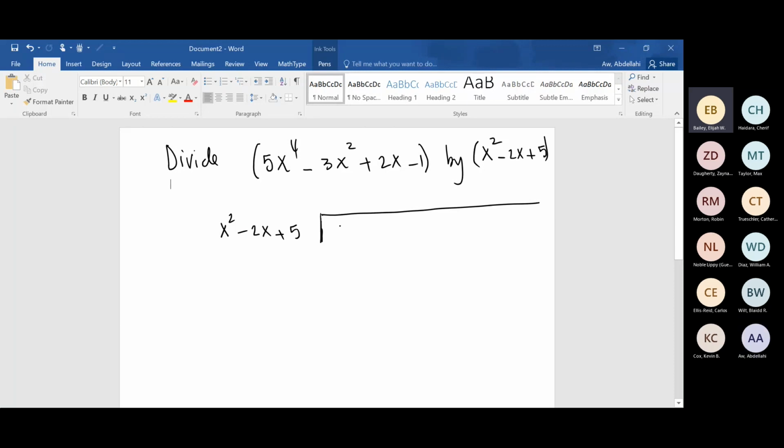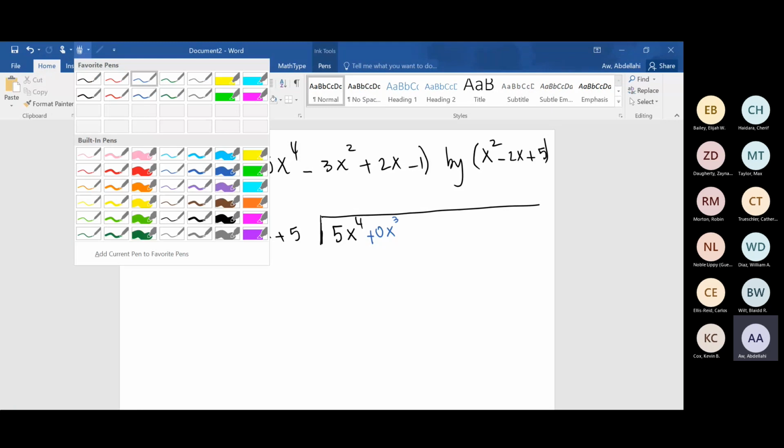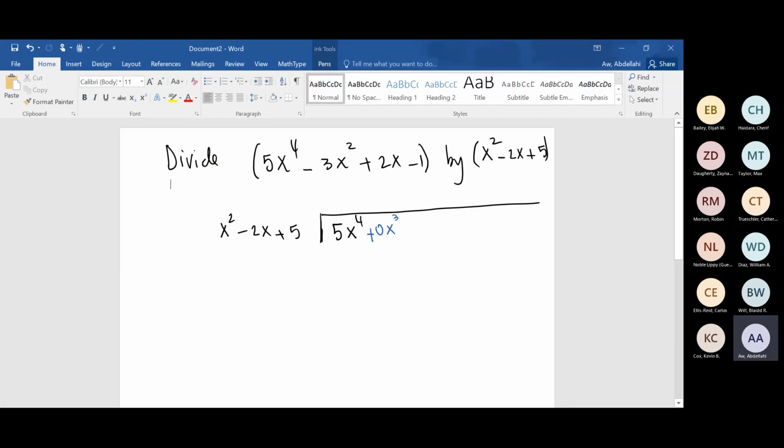Okay, so now to be more organized, what we said last time, it is very helpful when a power is missing. What is very helpful to put? 0x cubed. Exactly. Because the x cubed is missing, it's really helpful to put 0x cubed just to help me organize myself in the next steps, right? It's not mandatory, but it is very helpful. Minus 3x squared plus 2x minus 1.